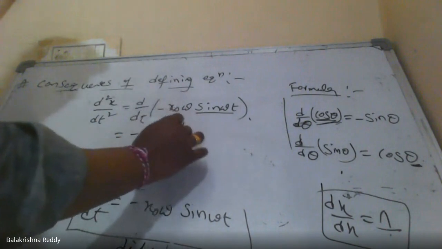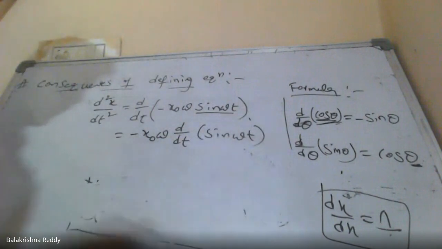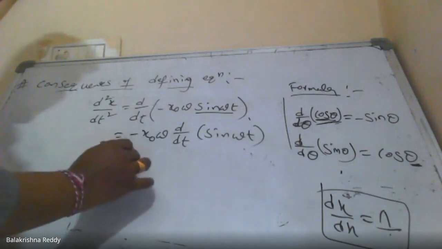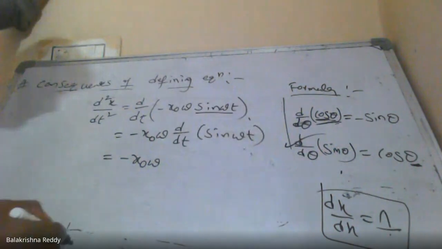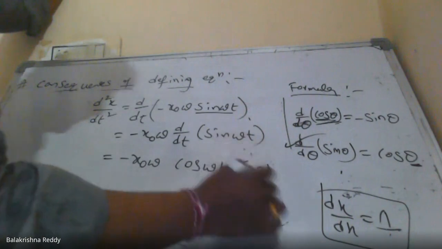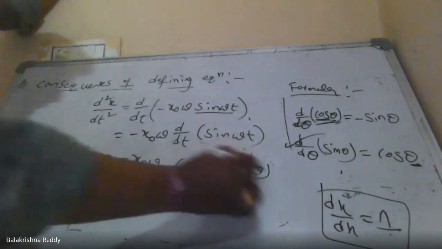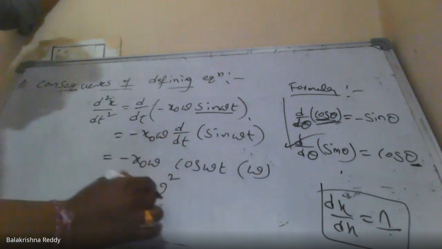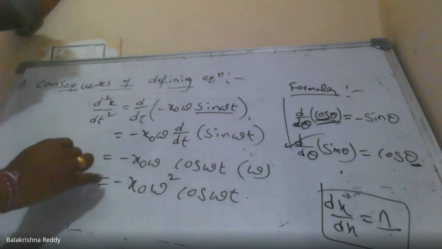So if I differentiate sine omega t, may I know what is the answer? d by dt of sine omega t, formula. So that's cos omega t, then we take omega out. So that's dt by dt, so 1. And again, we will get one more omega because of this part's differentiation. So I have the answer. This omega and this omega, omega square, and cos omega t as usual. And this is our d square x by dt square.